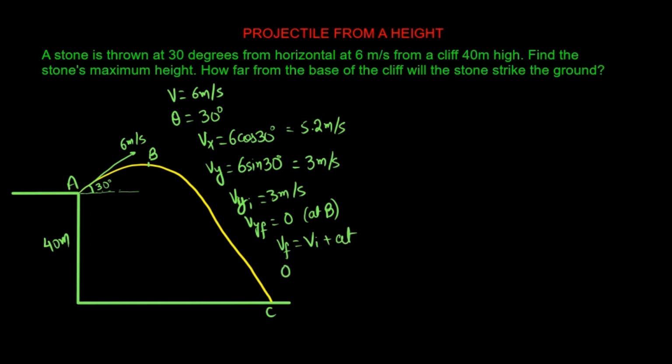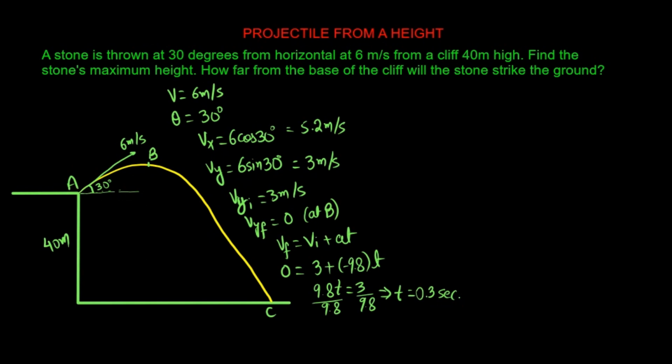We plug in the values. It's a simple equation. I will bring 9.8t on the other side of the equal sign, and now divide both sides by 9.8. You get t equals 3 divided by 9.8, which is 0.3 seconds. So now we know that it takes the stone 0.3 seconds to go from point A to point B.